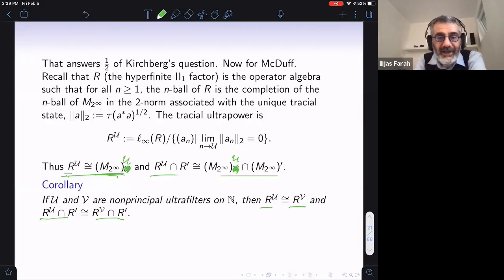If you know about C*-algebras, Hirschberg proved that if A is infinite dimensional, then this relative commutant is always non-trivial. It's always non-separable and so on. The analogous statement for II_1 factors is false.